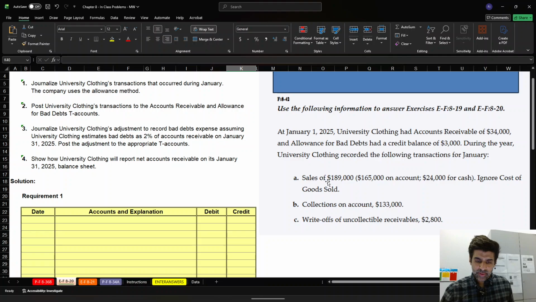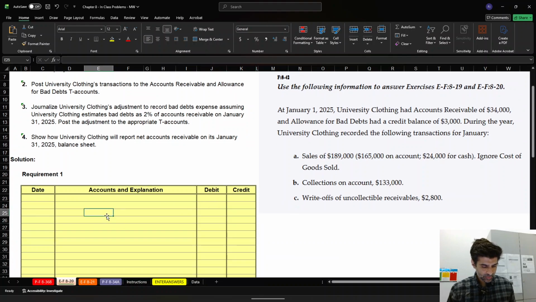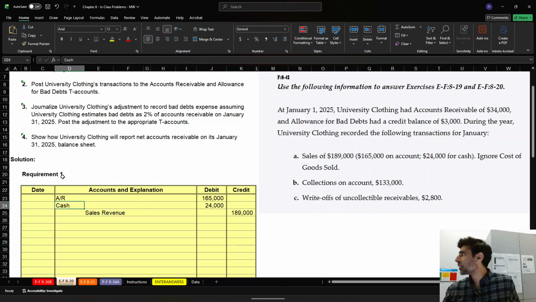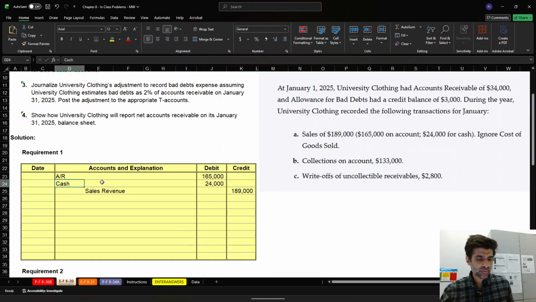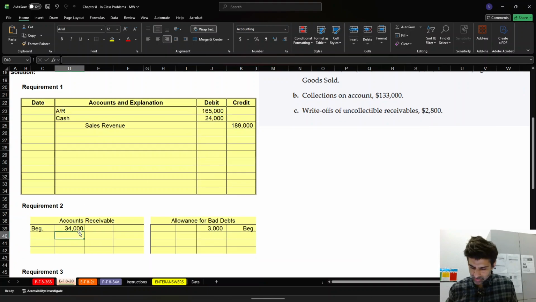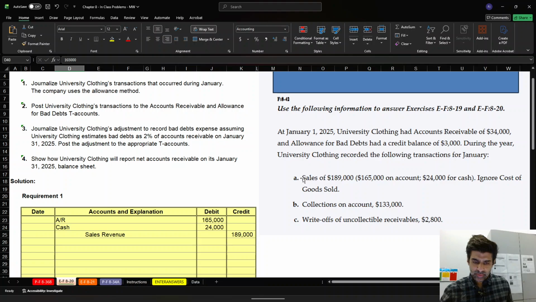So we have sales of 189,000, so we're going to have sales revenue. That's split between 165,000 on credit for accounts receivable and 24,000 for cash. So we'll have cash and accounts receivable. We're not really doing the cash T account; this exercise is for receivables, so we won't worry about that. But we do have this debit of 165,000 from the period. So this first one is done.